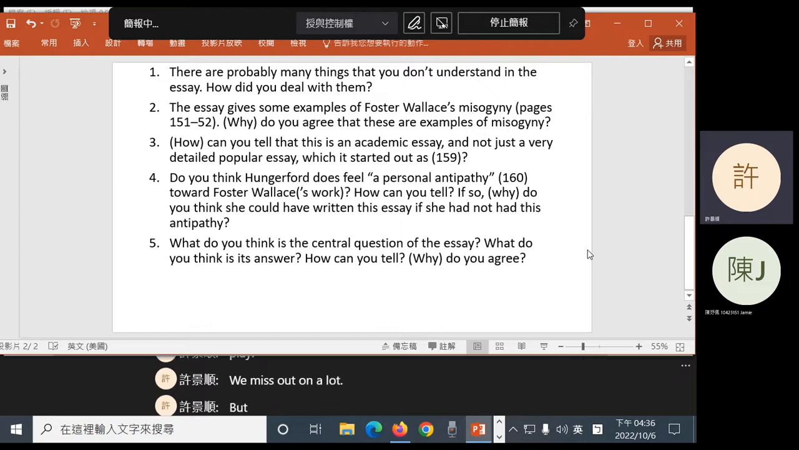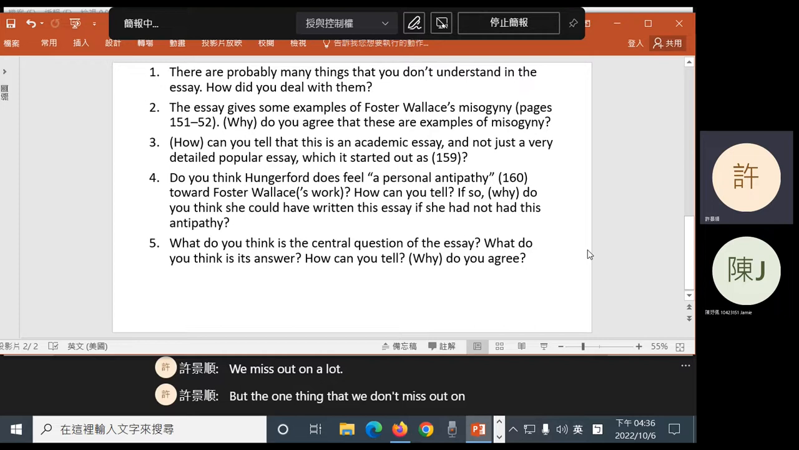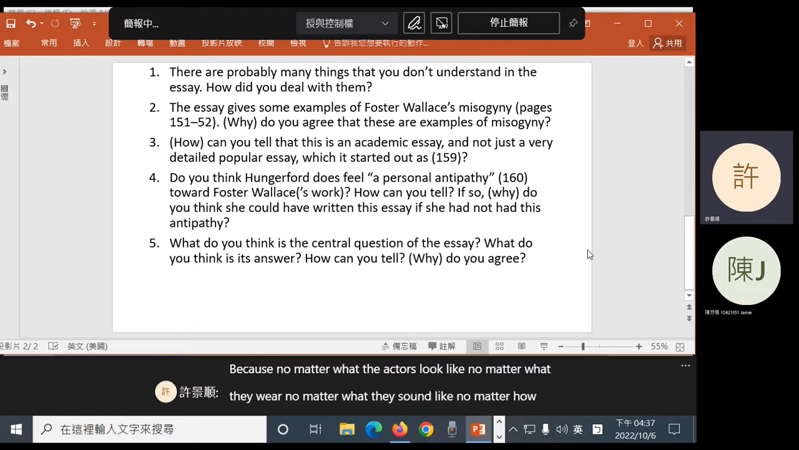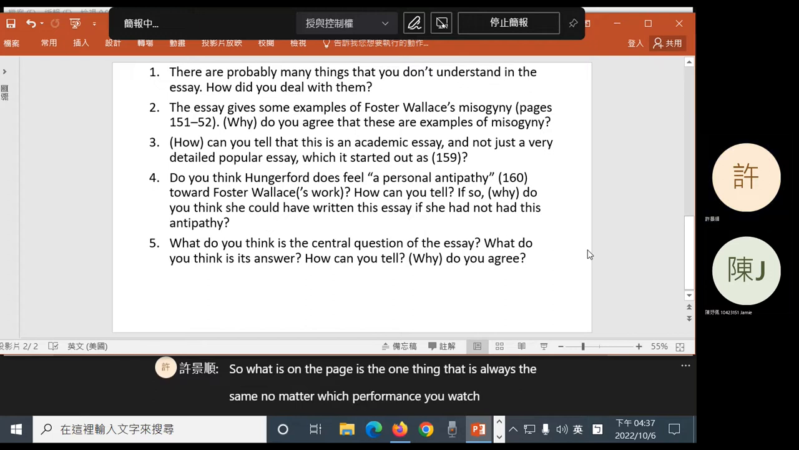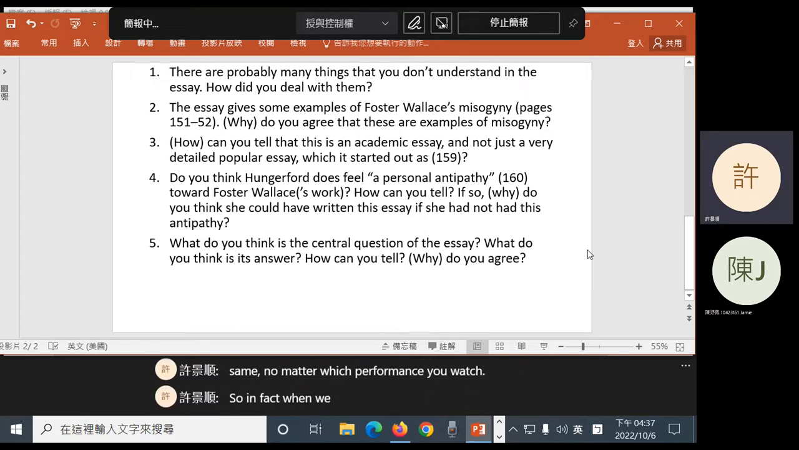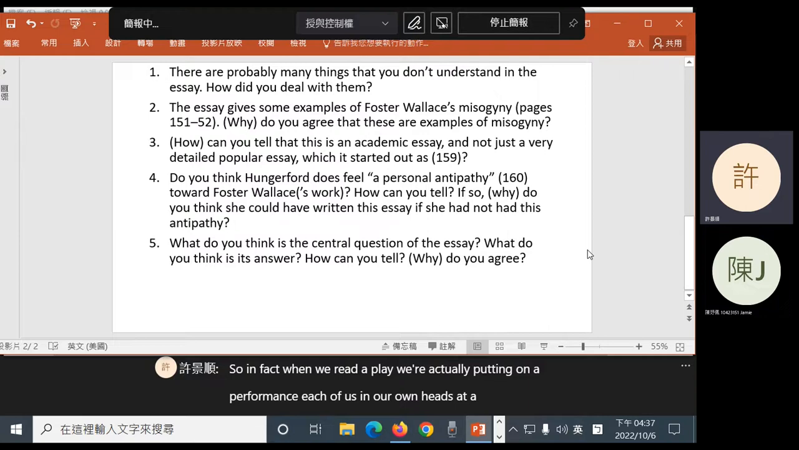But the one thing that we don't miss out on is the relationship between the characters. Because no matter what the actors look like, no matter what they wear, no matter what they sound like, no matter how they move, they have to say what is on the page. So what is on the page is the one thing that is always the same, no matter which performance you watch. So in fact, when we read a play, we're actually putting on a performance, each of us in our own heads, a different performance. And I think that's kind of fun.